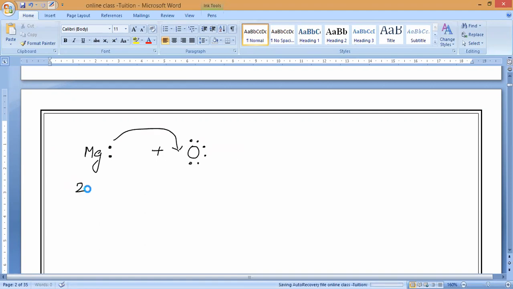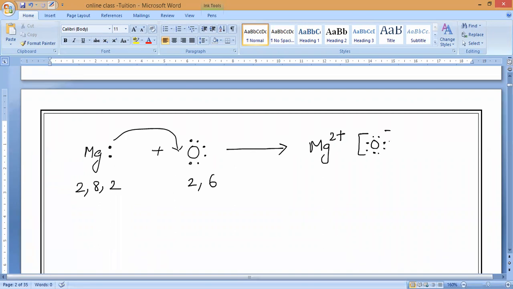So here 2, 8, 2 and here 2, 6. They will combine together and form magnesium 2 plus, and oxygen becomes 2 minus. Yes or no? Please respond. So 2, 8 and here 2, 8. So what is the nearest stable electronic configuration? Neon.